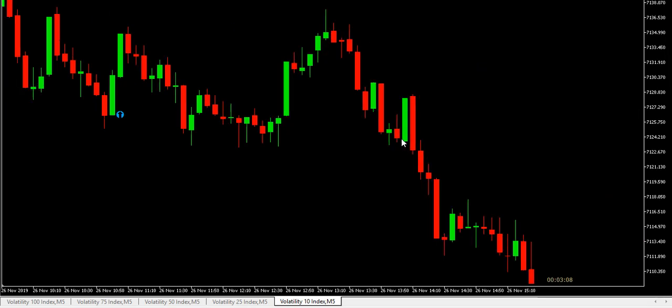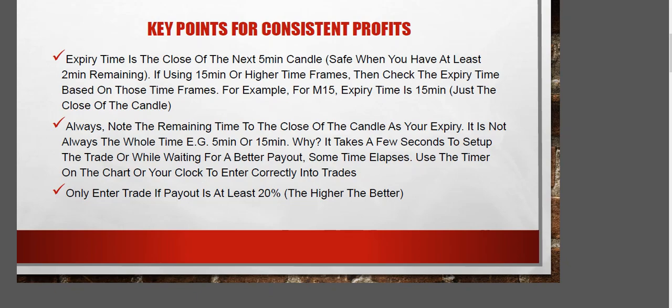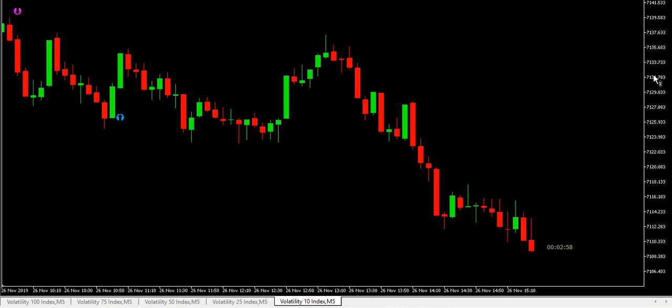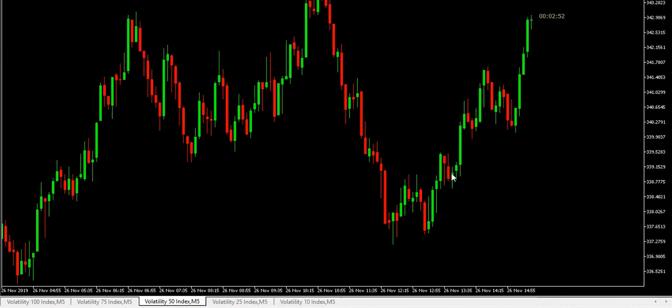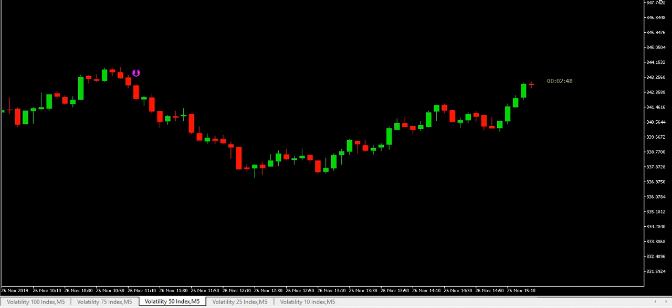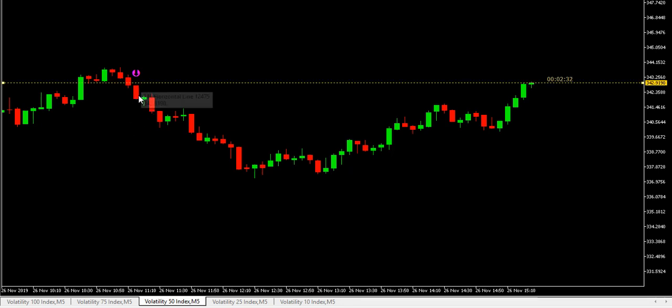Now, regarding the expiry time, because we are on the 5 minute time frame, your expiry is 5 minutes. But of course, it will not be exactly 5 minutes, because between the time you get a signal and the time you enter the trade, you might lose a minute or a few seconds. So what is important is whenever you have a signal such as this one for a sell, you will look to get a horizontal line from your MetaTrader and put it slightly above the high of that candle.